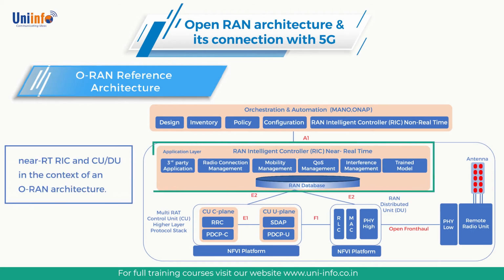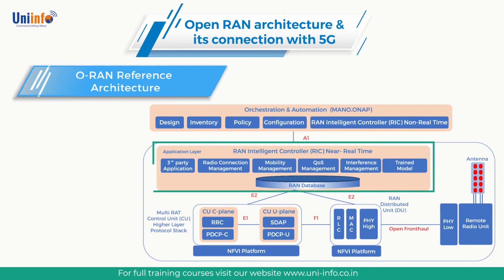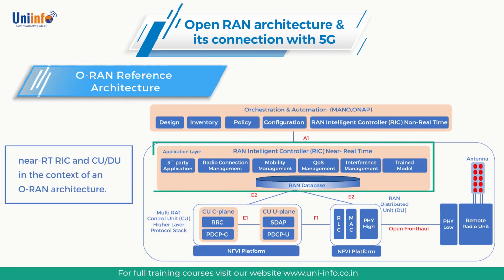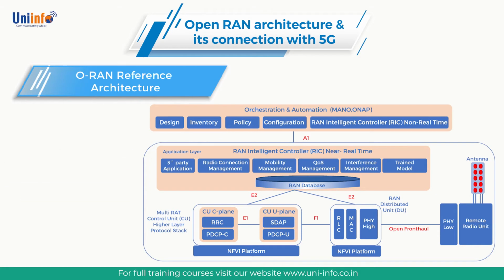Interface reference points A1 and E2. A1 is the interface between non-RT RIC and modular CU which contains near-RT RIC. E2 is a standard interface between the near-RT RIC and CU or DU in the context of an ORAN architecture.